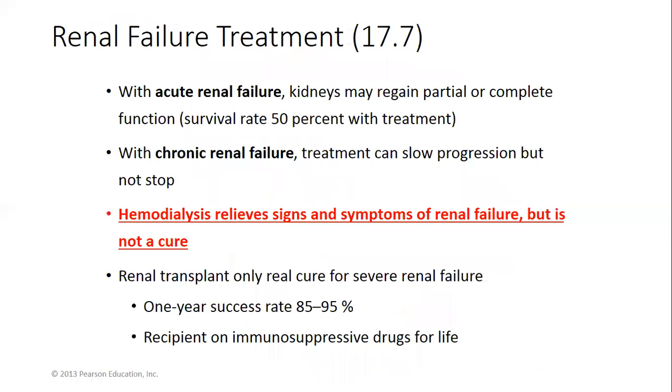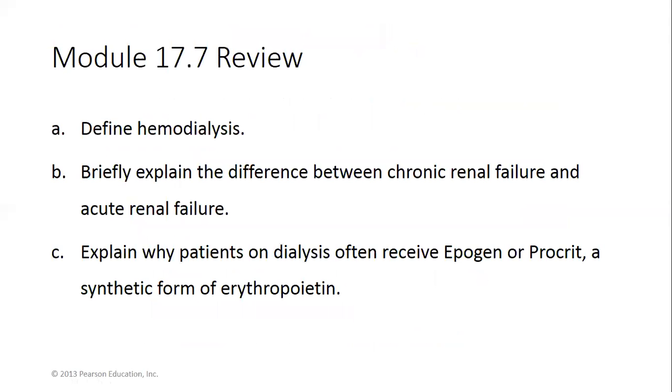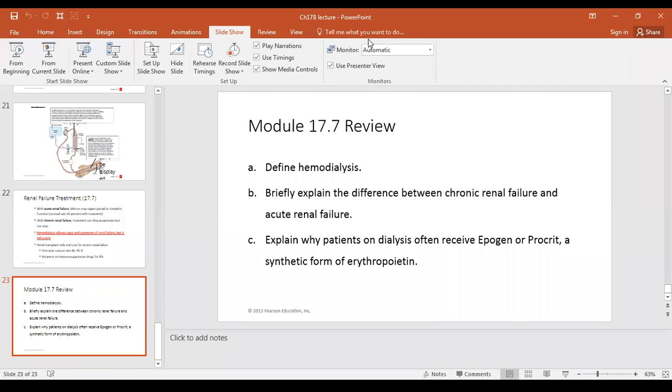To treat acute renal failure, you can regain as much as 50% with treatment, but with chronic renal failure, you can slow the progression, but you can't stop it. Dialysis just relieves symptoms and signs, but it's not a cure. A transplant is the only real cure for severe renal failure. There's a really high success rate if you're compliant and doing what your doctors tell you to do, and trying to stay healthy after replacement has occurred. So it can be really serious, but it can be treatable if you catch it early.